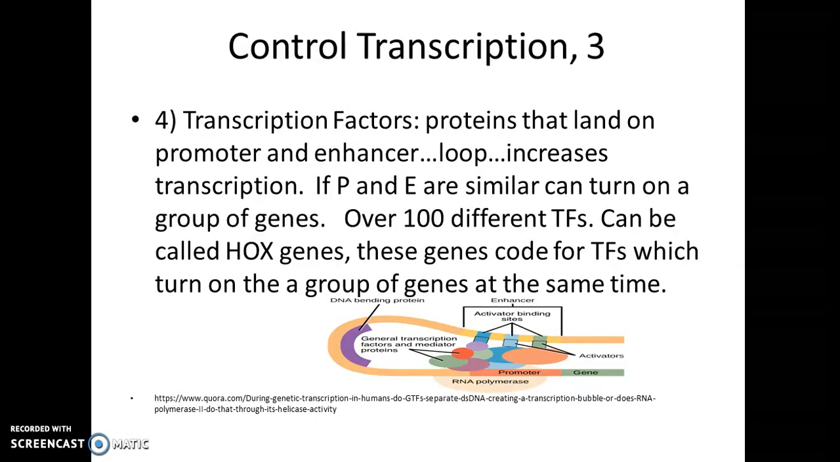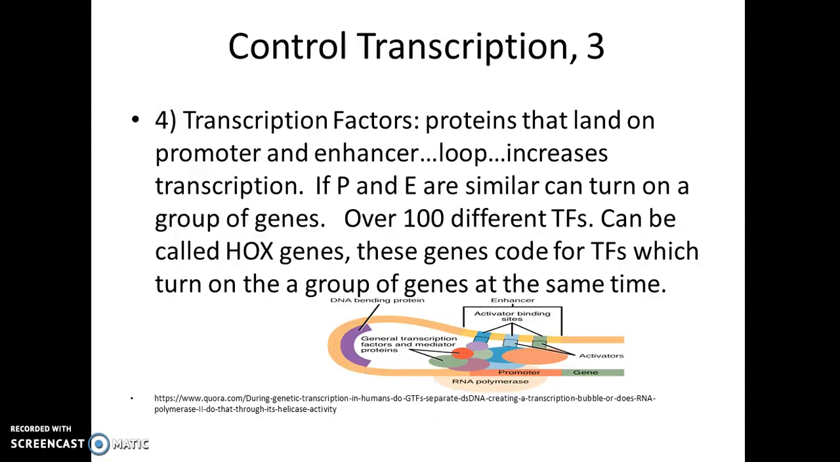How else can we control transcription? Transcription factors. These land on the promoter and enhancer, and it forms a loop. So here's the enhancer, here's the promoter, here are the transcription factors, right here. And this loop will increase transcription by attracting RNA polymerase. So if the promoters and enhancers are similar, you can turn on groups of genes that have similar functions at the same time. So there are over 100 different transcription factors.